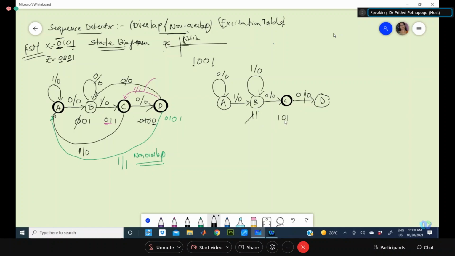Now let us see if any of the bits we received so far can be taken as the first bit of our sequence. The last one we received can be taken as the first one in the next incoming stream. So discard these bits, and this 1 will be taken as the first bit of the sequence identified. That means if 1 is received, it will be in state B, no? So take this back to state B.